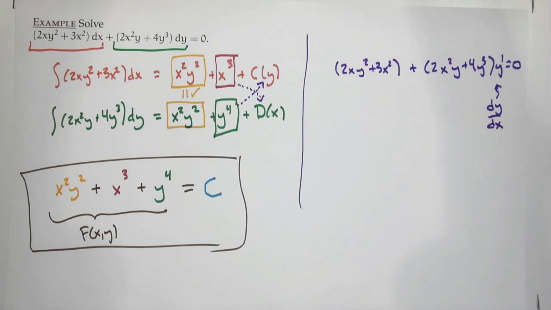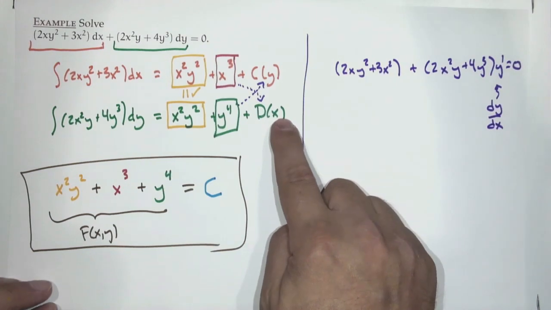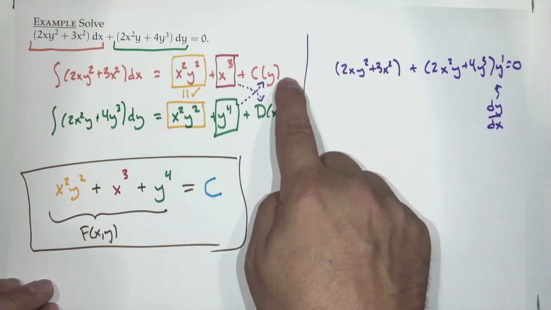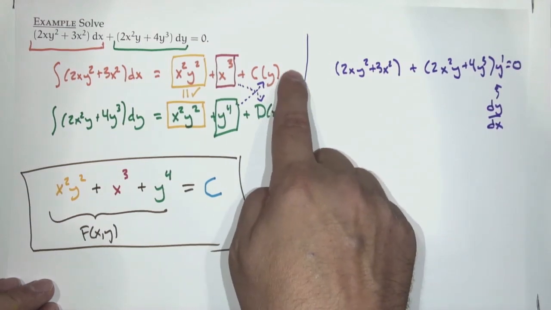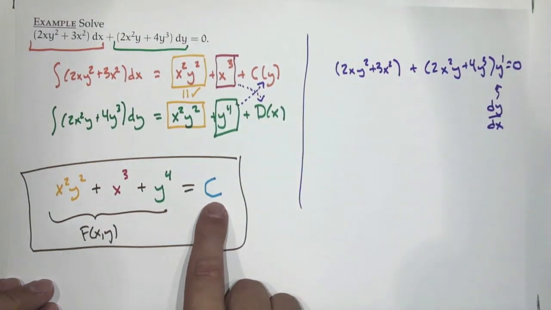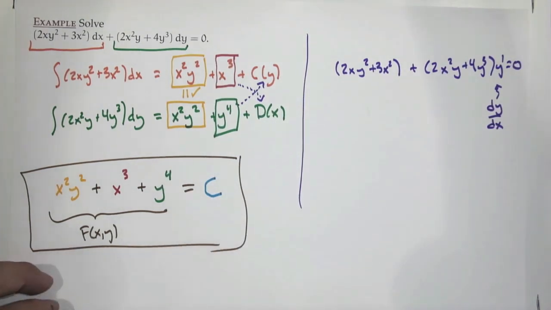Other questions? Yes? So this constant, like constant with the y, does it include the normal constant too? Yeah, this could include some arbitrary constant that we don't know about. So there's an arbitrary constant here as well, and that's reflected in the C. So we don't know what the arbitrary constant is. We would need an initial condition to find it.